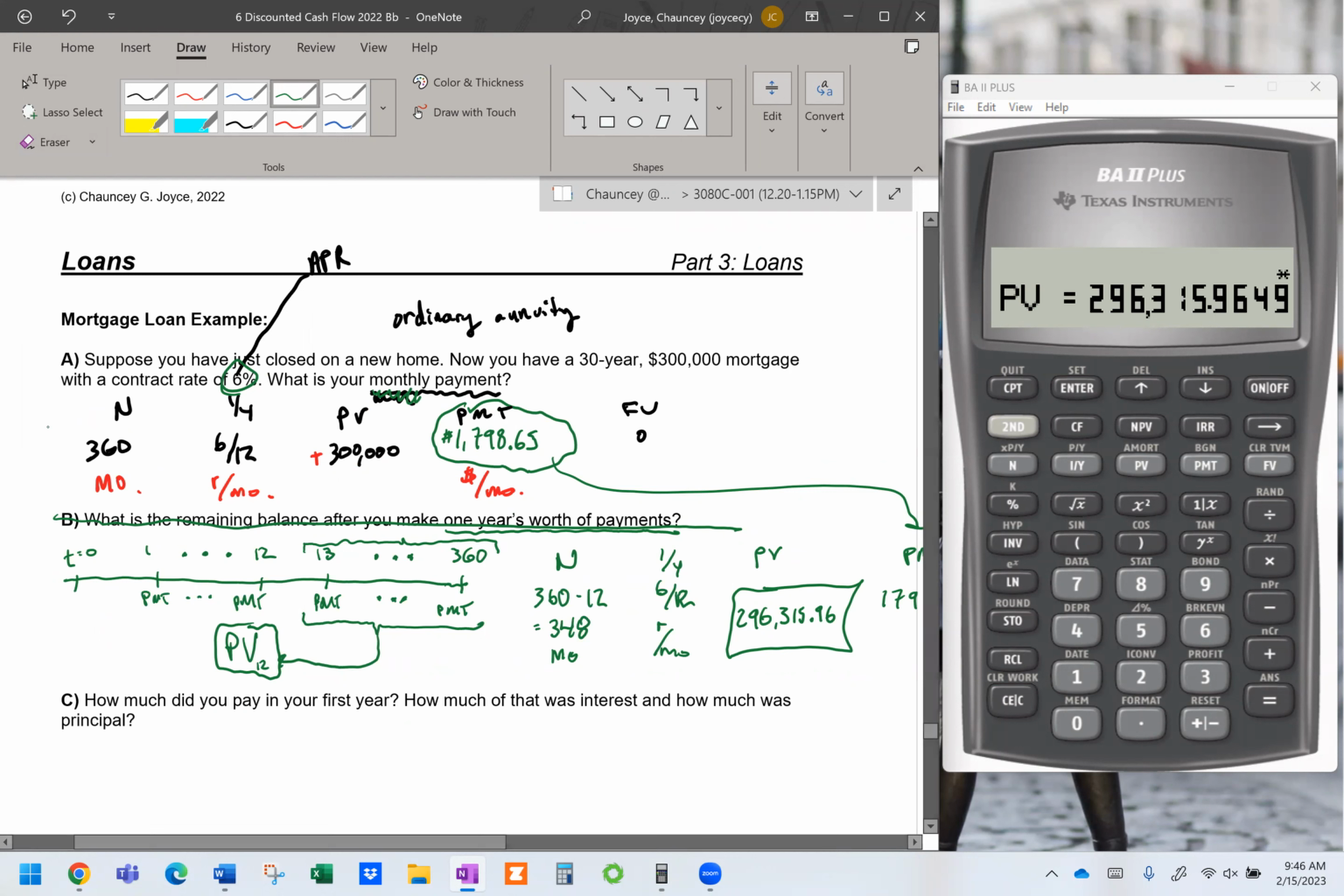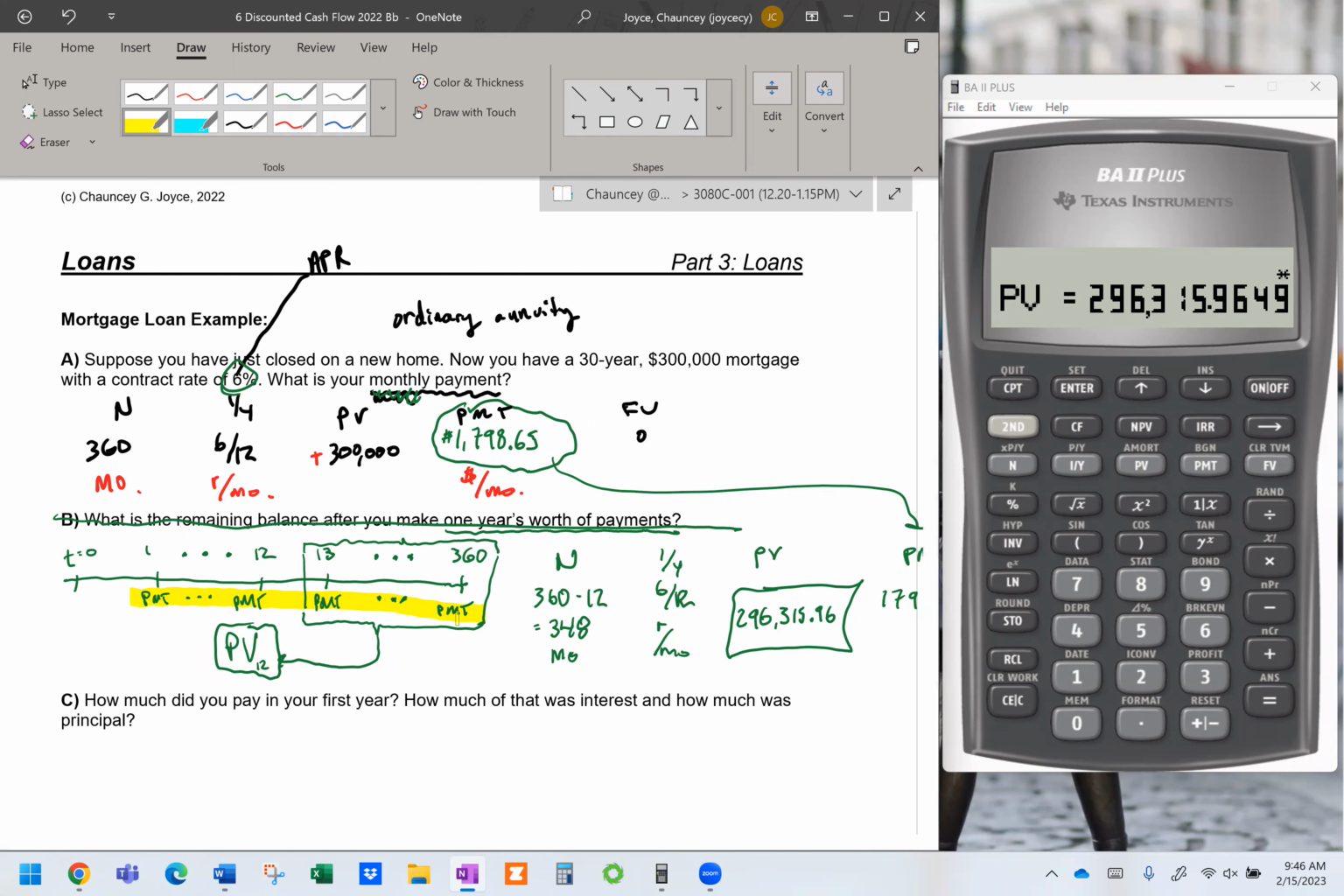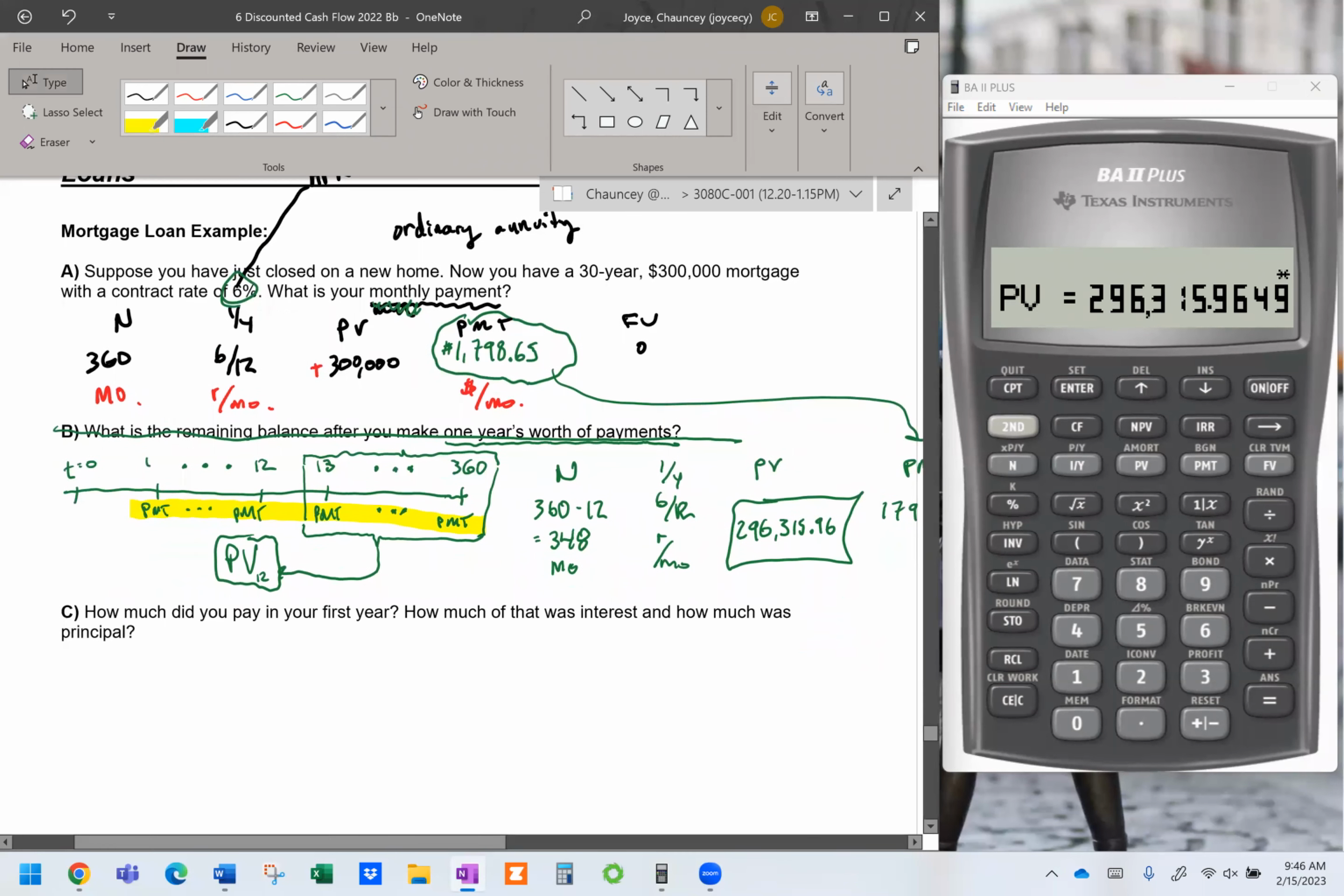Okay, that's a pretty challenging question there in terms of thinking through this. But just remember, each payment has a portion that goes towards interest and a portion that goes towards principal. When you discount those payments to the present, you are taking away the interest component of those payments and you're left with just the principal.